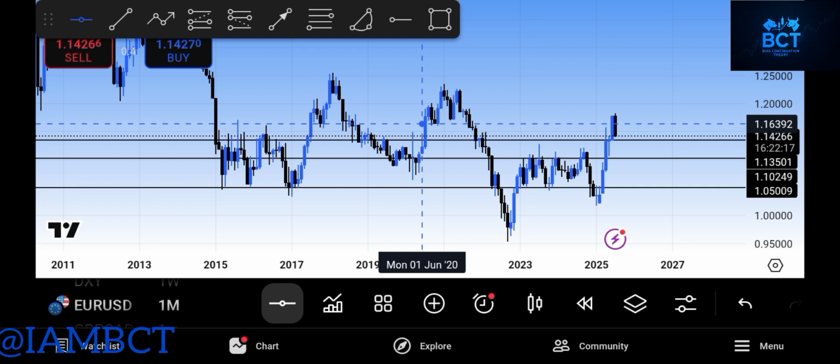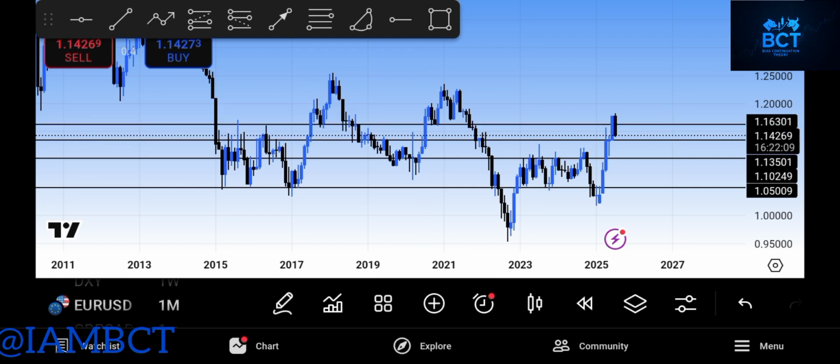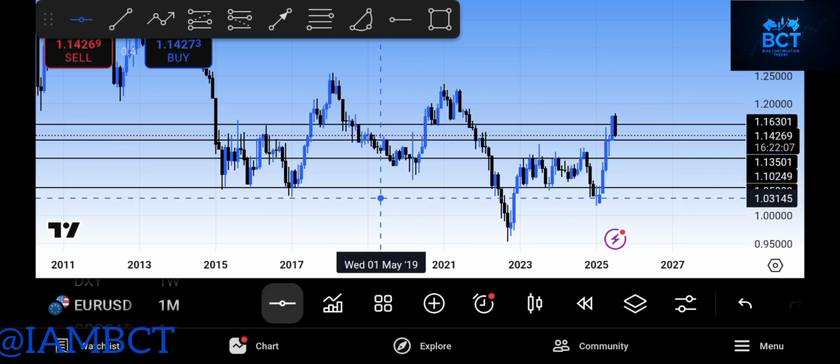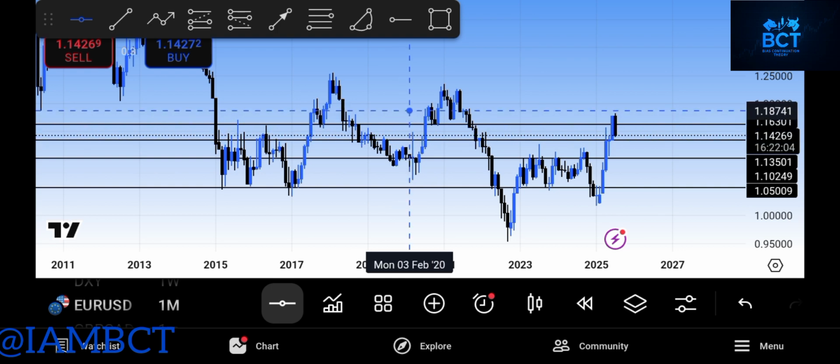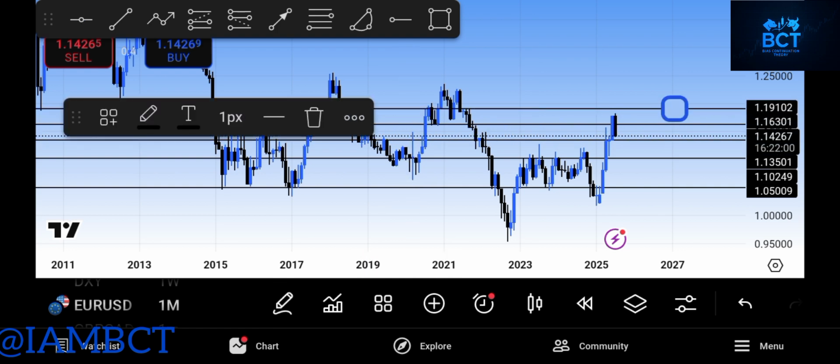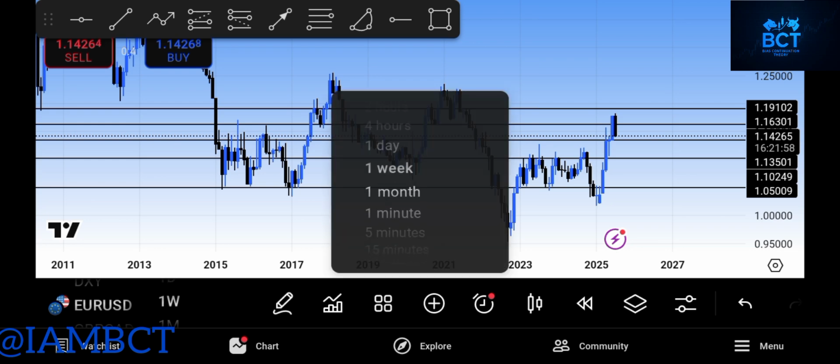And here again, and here again. We expect price to react whenever price comes here. We'll mark it out. Then here again, and that is all for monthly time frame.